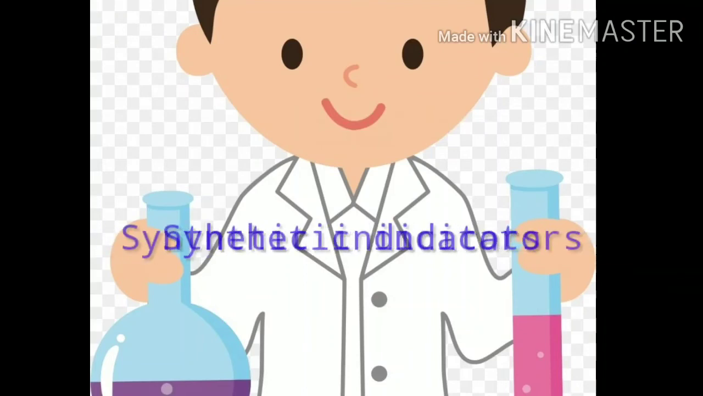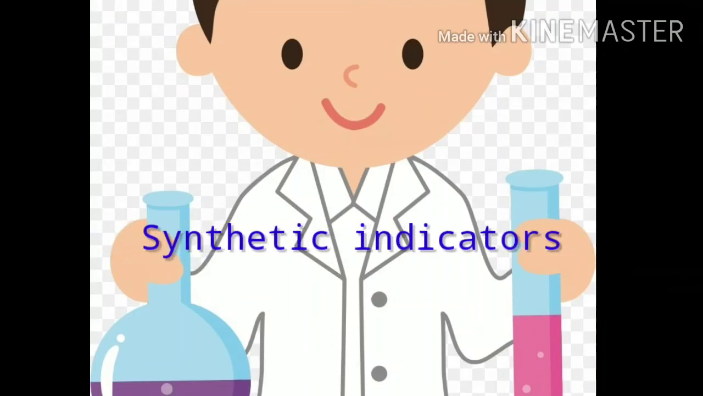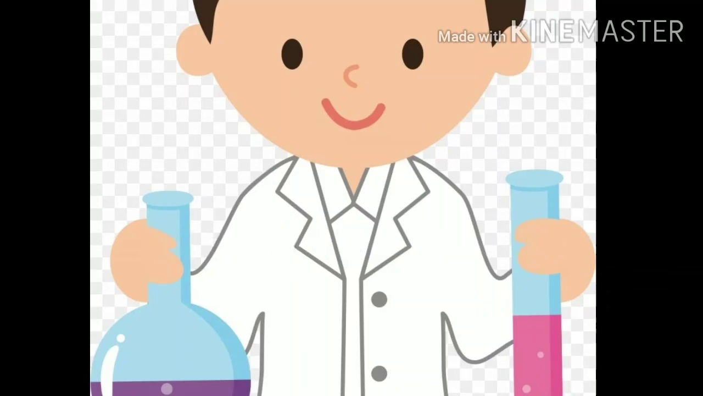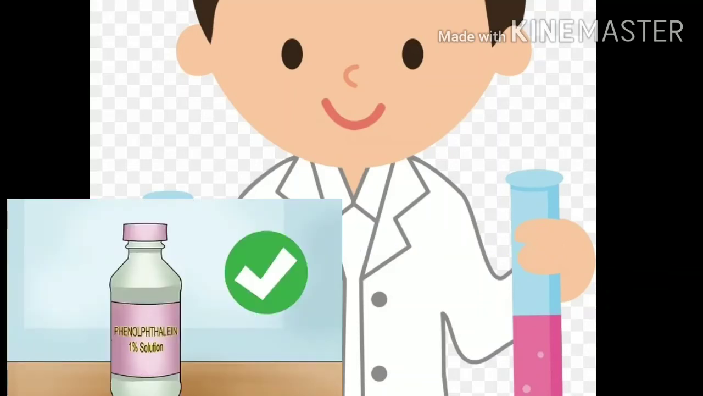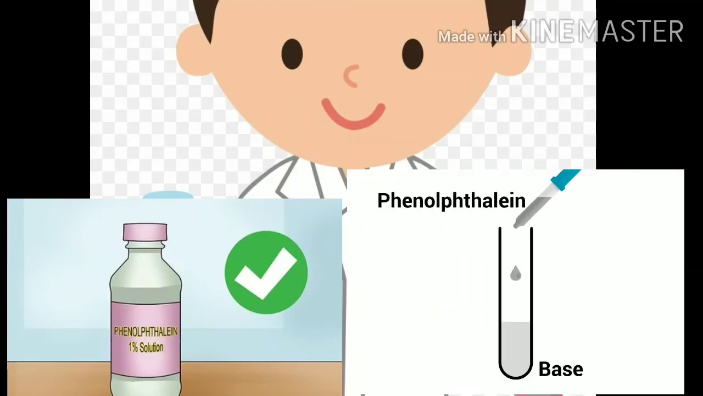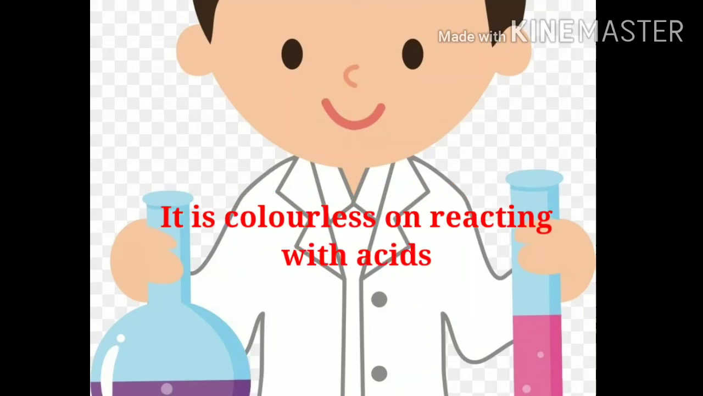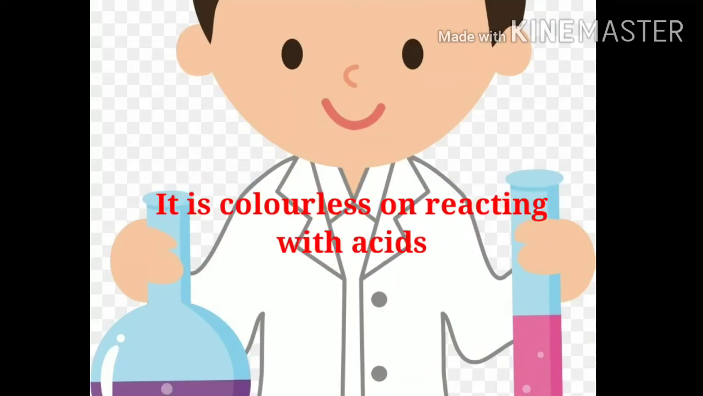Now let's see what are synthetic indicators. The indicators that are man-made are called synthetic indicators. For example, phenolphthalein, methyl orange, etc. Let's first see about the phenolphthalein indicator. You can see here, when phenolphthalein indicator is added to a base, the base turns pink in color. And in acids it is colorless.